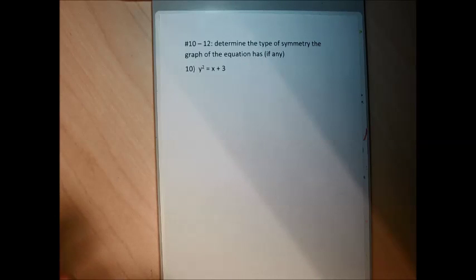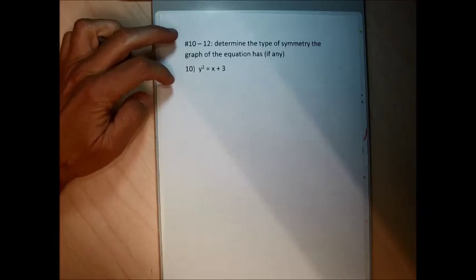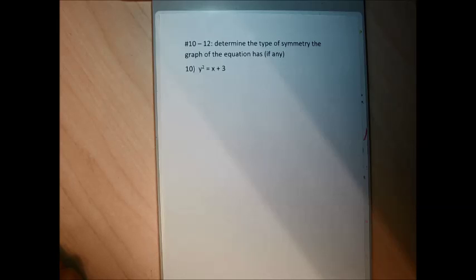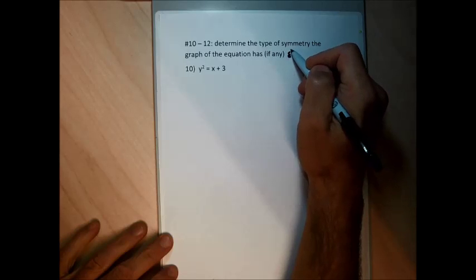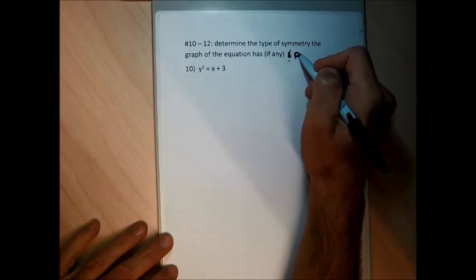All right, the next 3 problems are probably the most missed problems when I ask them on a test. They ask me to determine the type of symmetry that the graph of an equation has, if it has any symmetry, and perform the proper algebraic test to confirm it.